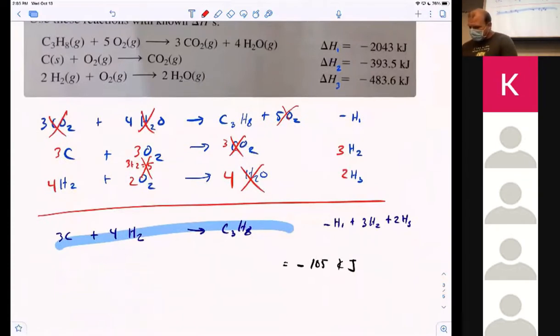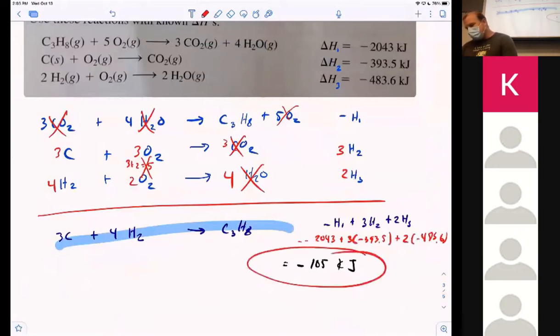So it's going to be minus a minus 2043 plus 3 minus 393.5 plus 2 minus 483.6. And that equals negative 105 kilojoules per mole reaction.